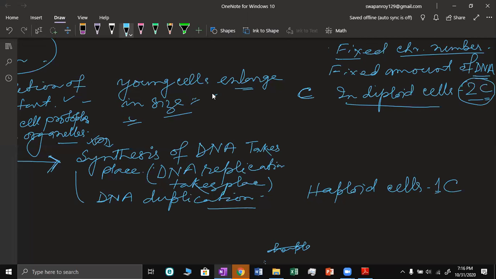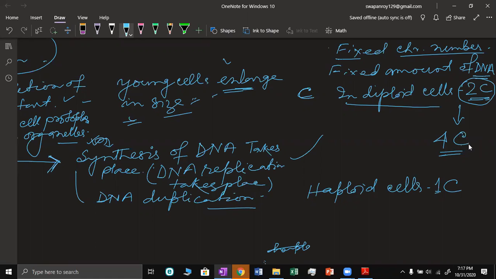But when the cell is going to divide, it is preparing for cell division, then it has to double its DNA. So during this S phase, by the synthesis of DNA, the content of the DNA increases from 2C to 4C, right?